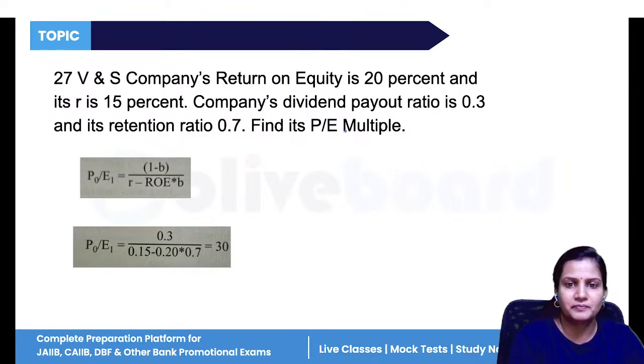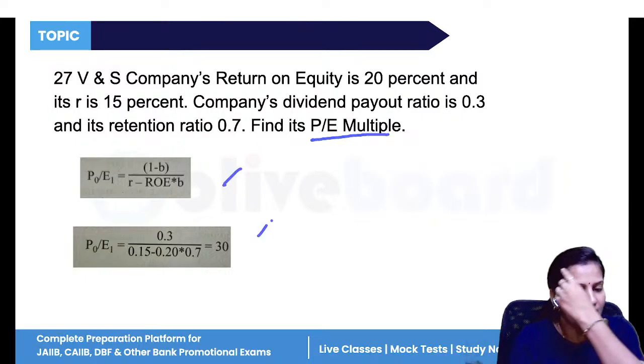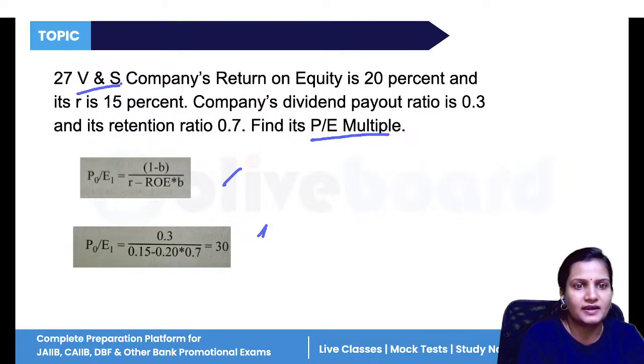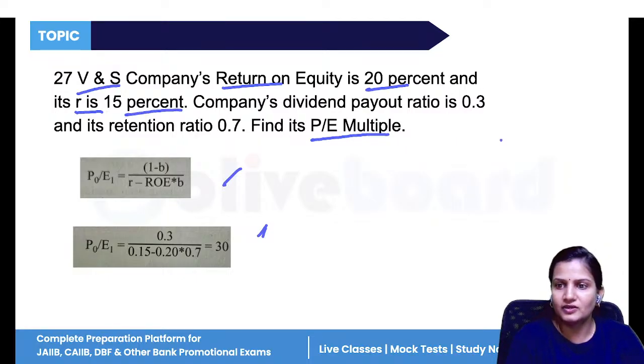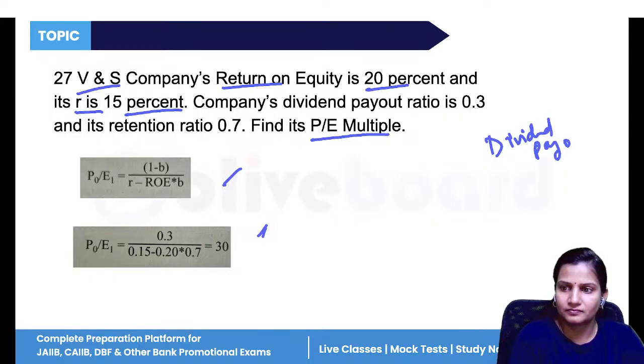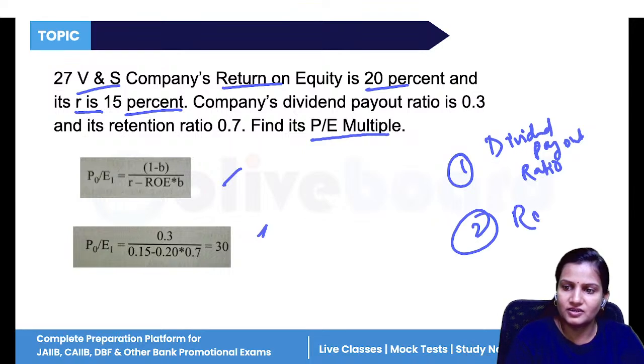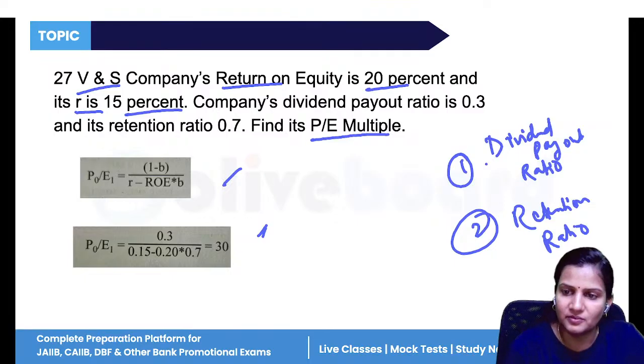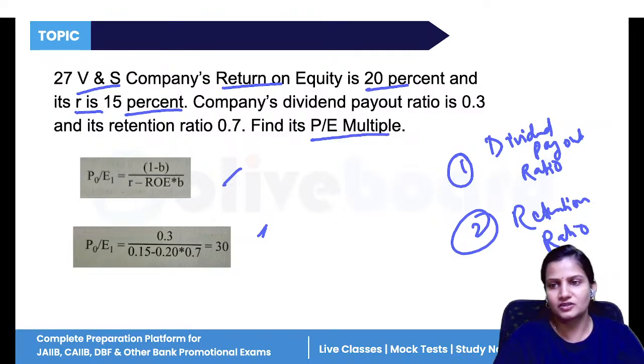Now, you have to find the PE multiple, price to earnings. See, the formula is already given, and I have given the question also. VNS company's return on equity is 20% and its R is 15%. Now, dividend payout, see, there are two types of ratios. One is the dividend payout ratio and second is the retention ratio. Can anybody tell me what is the dividend payout ratio and what is the retention ratio? And what is the formula of each?